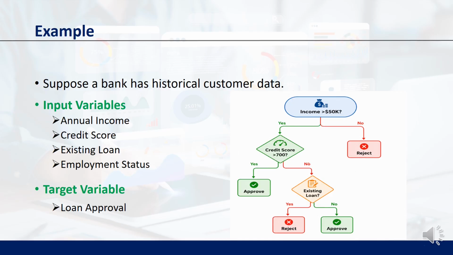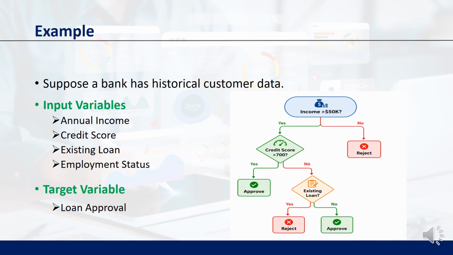Now imagine that we want to predict the loan approval decision for a new customer. A decision tree can examine the customer's input information. For example, the first question could be based on annual income. Depending on the result, the tree may ask another question about credit score. Then it may consider whether the customer already has an existing loan. Finally, the employment status may also be considered. The process eventually reaches the leaf node that gives the predicted decision.